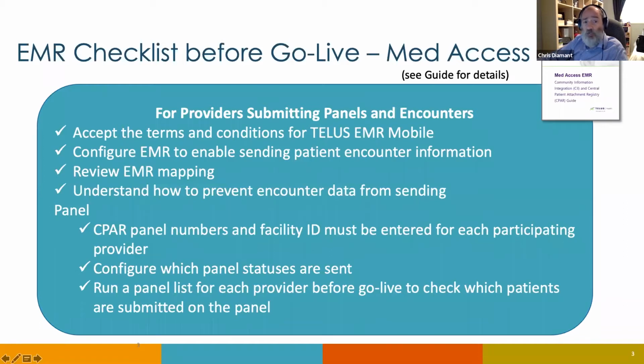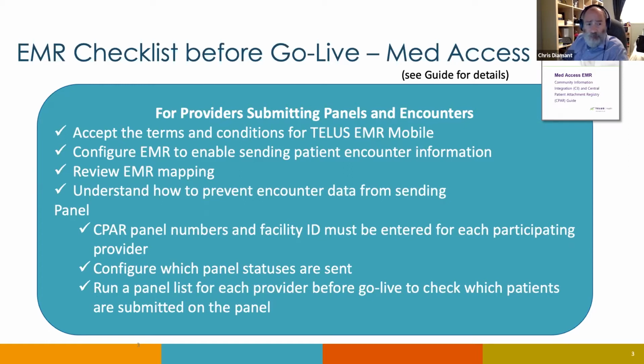You want to configure your EMR to enable sending patient encounter information. Again, the instructions to do that are in the user guide. You want to review the EMR mapping, and we're going to do that today. So hopefully after today, you'll have a much better understanding of what's mapped and what information goes. You also want to understand how to prevent encounter data from sending. Really, that's using either recording information in the chart in fields that don't send to Netcare, or using the confidentiality functions in the EMR to stop information from flowing either at a task level or a chart level or at a visit level.